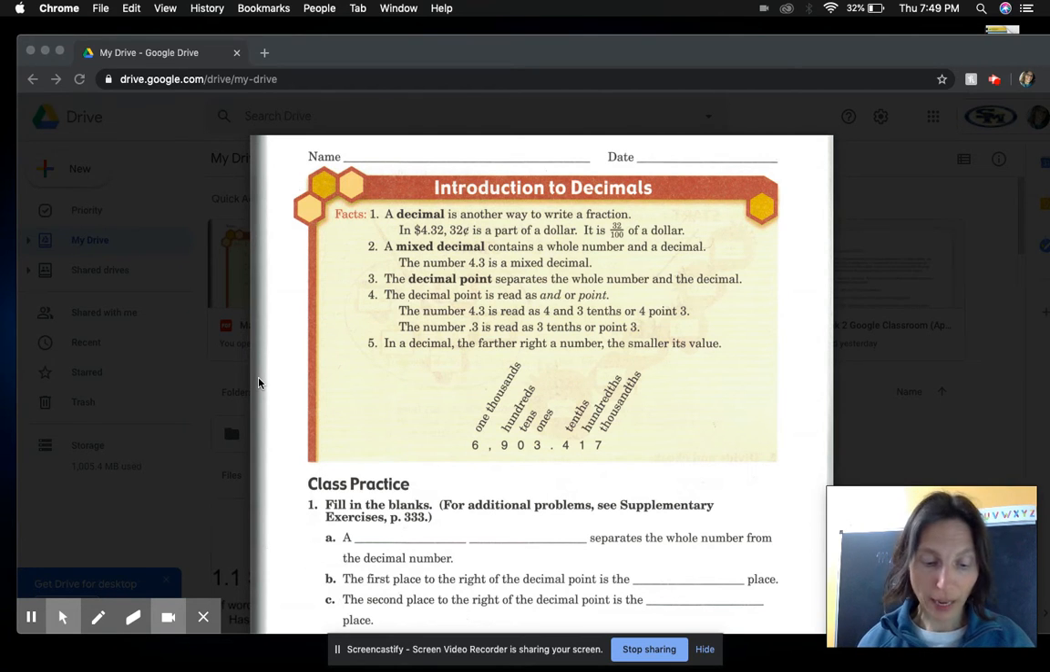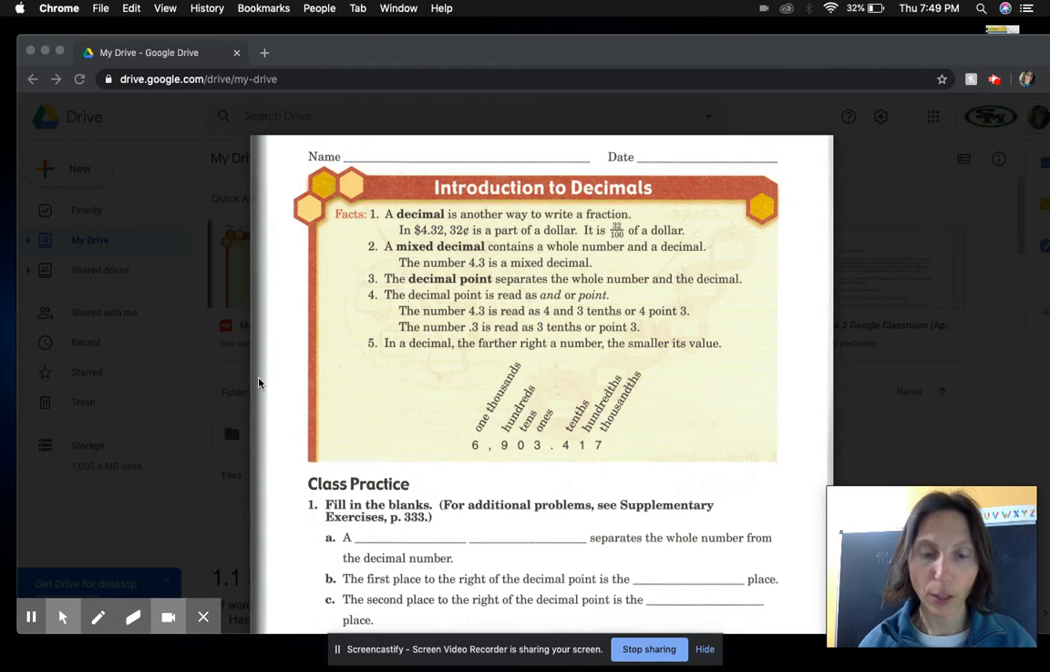Fractions, decimals, and percents are all ways to write a part of a whole. When you write 1/10, 10 is in the denominator because it takes 10 dimes to make a dollar. So 1/10 equals 10 over 100, just as 0.1 equals 0.10.